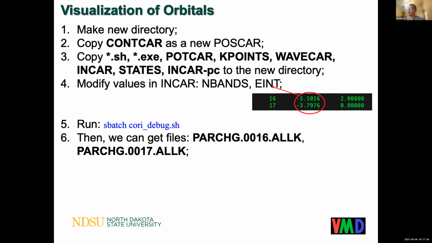After we get these output files, we can visualize the orbitals. But before that, we need to generate some files we need for visualization. Firstly, make a new directory, copy the output file CONTCAR as a new POSCAR, copy a list of files to the new directory, and modify the values in INCAR as shown in the figure. And then we run the command. We can get these two files.